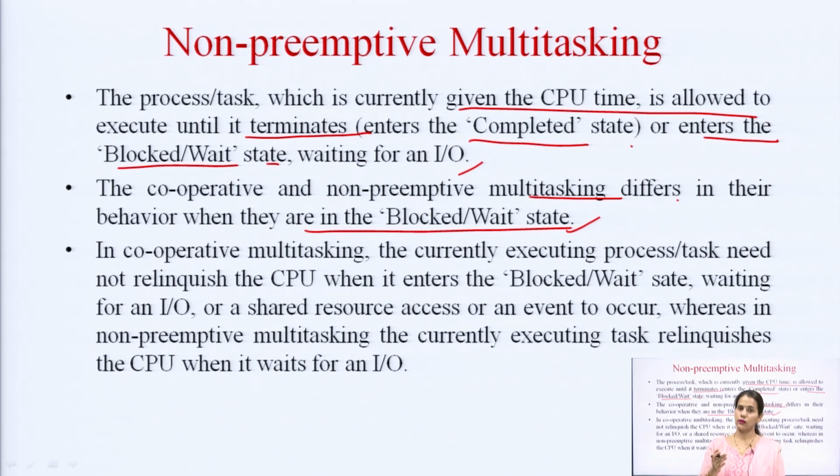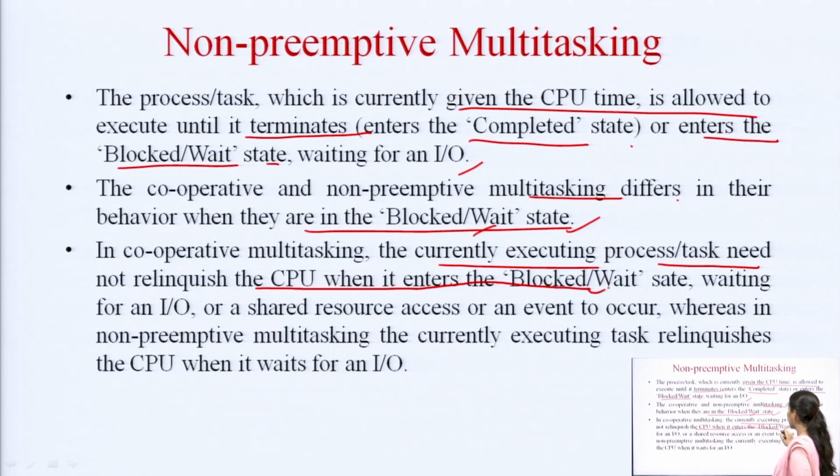So, what it is saying is that until and unless a particular task or process reaches the wait or blocked state, the task will not be preempted, or we can say the CPU will not be given to the other task. Once the task is in the blocked or wait state, the scenario changes. How is it changed? In cooperative multitasking, the currently executing process or task need not relinquish the CPU when it enters the blocked state.